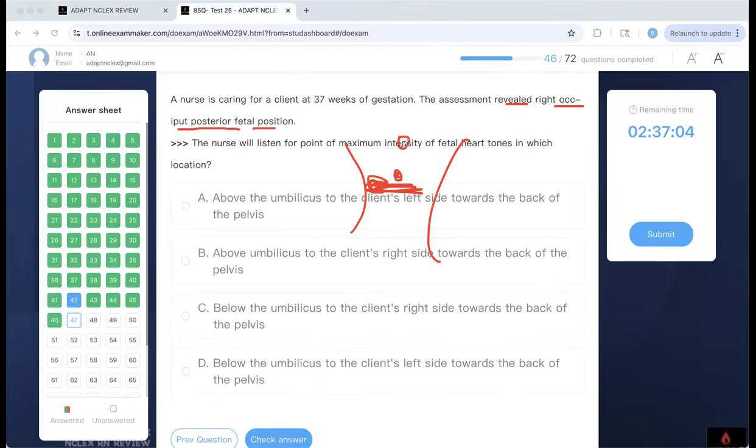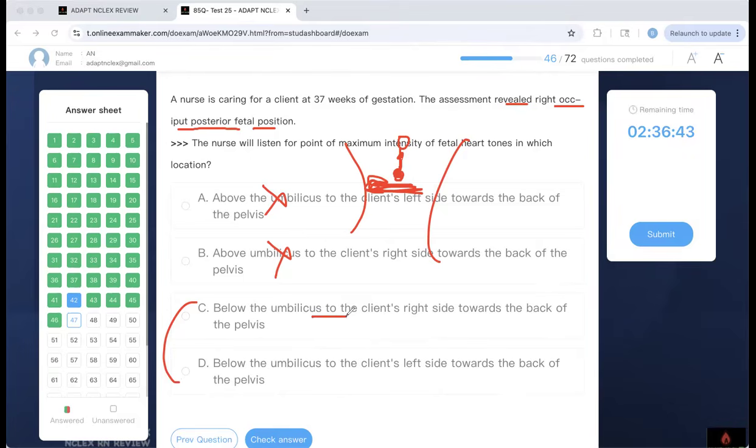If you're breech, you're sitting up. Your head is above the umbilicus. Therefore, I know the baby's head is below the umbilicus. Just by that, this is gone already. Now I see what? This is also gone. You say above. Now I have C and D. You see, this is the way you break down the questions. Then you can figure out the answers.